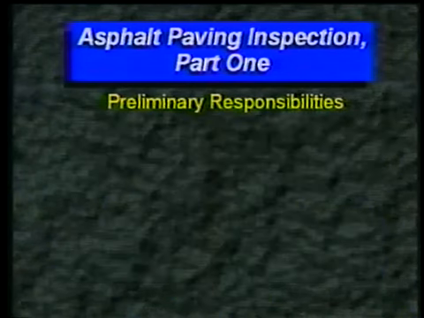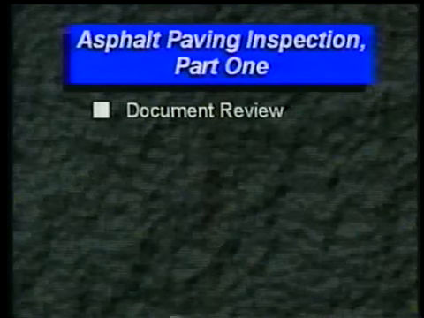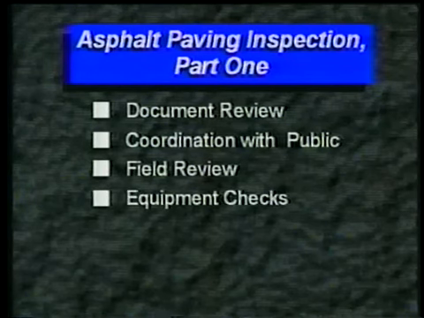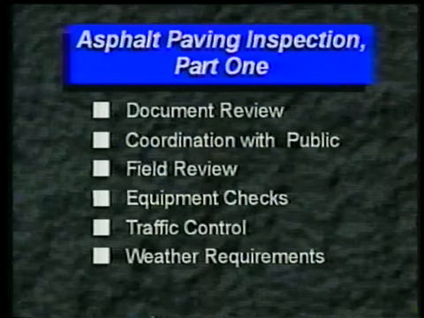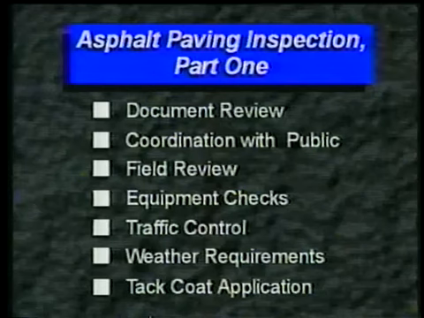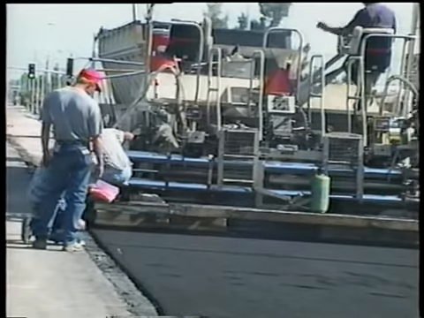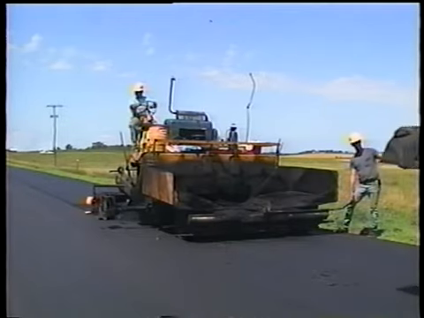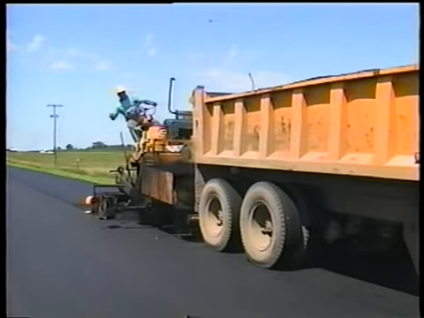Here in Part 1, we'll look at your responsibilities before paving begins: document review, coordination with the public, field review, equipment checks, traffic control, and weather requirements. Then, we'll look at inspecting the tack coat application. Part 2 covers the paving operation itself. And Part 3 shows some of the problems that can occur with mixed quality, laydown operations, and rolling.